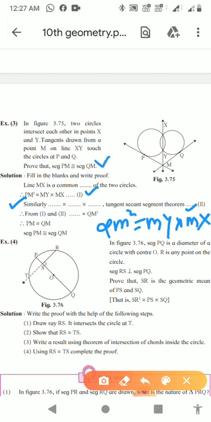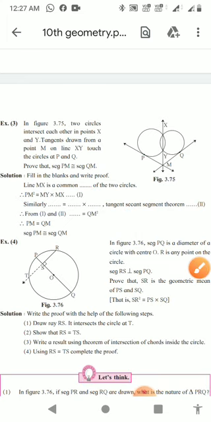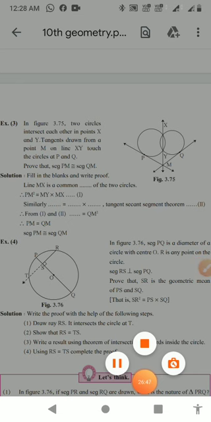So basically this particular problem, or we can say theorem, is completely based on the tangent secant segment theorem. Okay, now we will see the last question of this solved section, and then we will start our practice set.